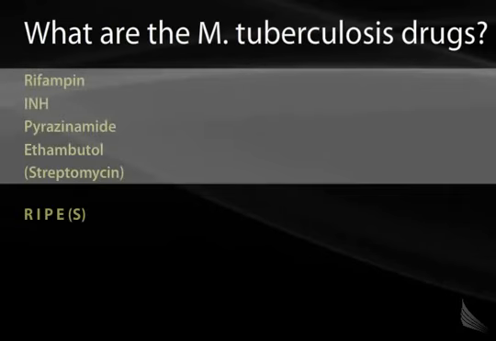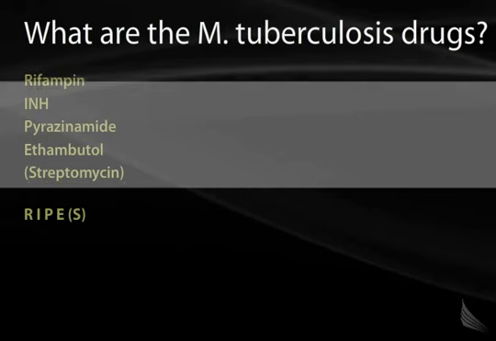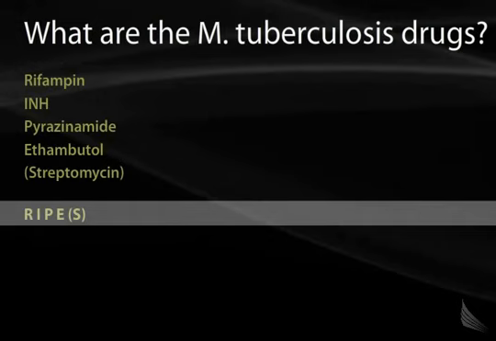Some other questions that we'll ask at this point to make sure you understand, because these are very important concepts and most likely will be tested on the boards. What are the common tuberculosis medications? That includes rifampin, INH, pyrazinamide, ethambutol, and streptomycin, which is used as an alternative medication. And the mnemonic is RIPES.